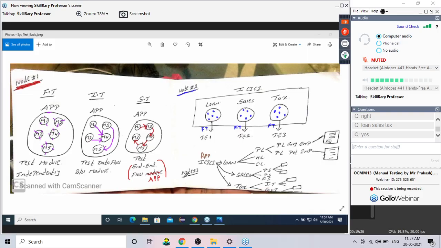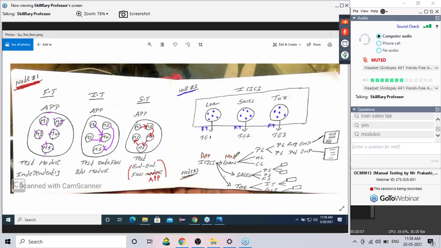Okay, now I'm concentrating on note number 3. Under ICICI, you have something called as loans. You have something called as sales, and you have something called as tax. What are these 3 things? Loans, sales, tax. These are the modules of an application.